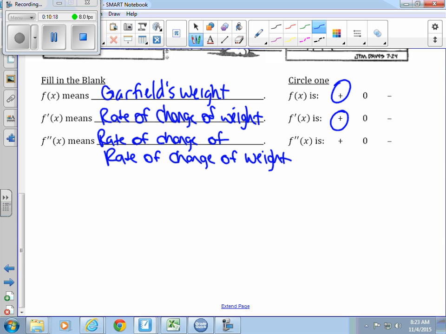Is that positive, negative, or zero? Why is it negative? The goal is to slow down the gain. Slow down the weight gain. So he is decreasing the rate of change of his weight gain. Does that make sense? Okay, so that's an example.